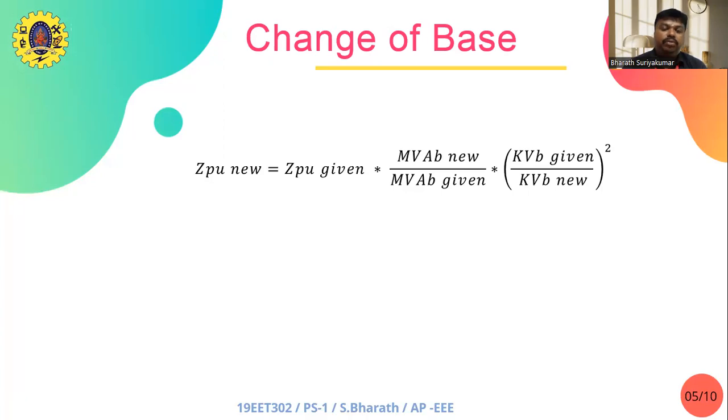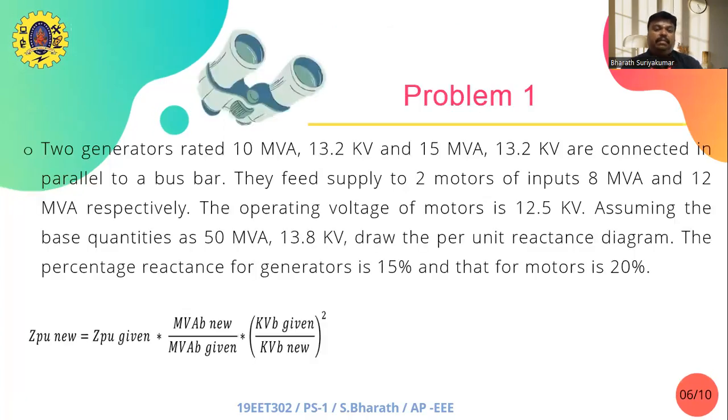With this formula, we are going to solve some problems as case examples. One problem I have taken today: two generators rated at 10 MVA, 13.2 kV and 15 MVA, 13.2 kV are connected in parallel to a bus bar. They feed supply to two motors of input 8 MVA and 12 MVA respectively. The operating voltage of the motors is 12.5 kV. Assuming the base quantities as 50 MVA, 13.8 kV, draw the per unit reactance diagram.